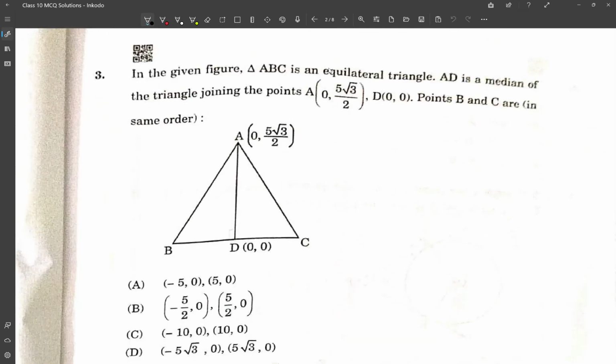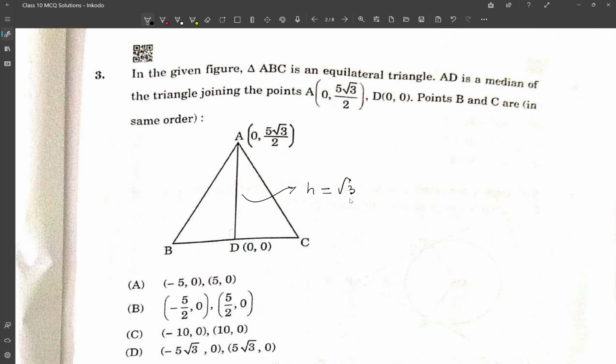In the given figure, triangle ABC is an equilateral triangle. All the sides are equal. AD is the median of the triangle joining points A and D. So it's a median, it's also the height. In an equilateral triangle, the median is the same as the height. It's also the perpendicular bisector. Now, we know the height of the equilateral triangle.